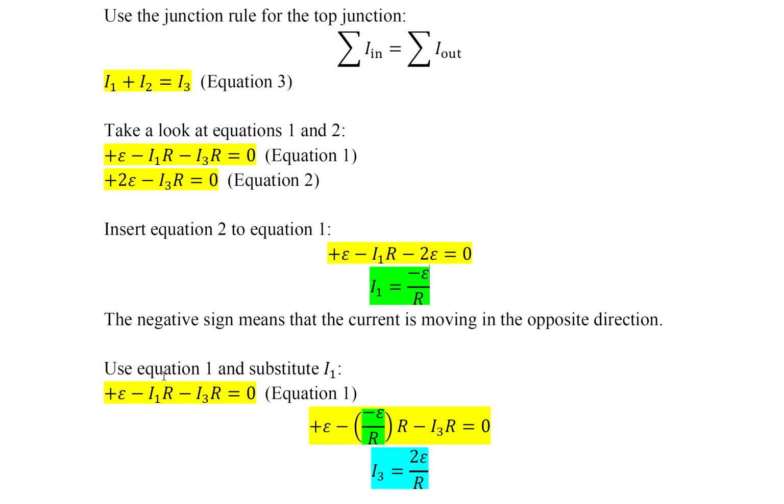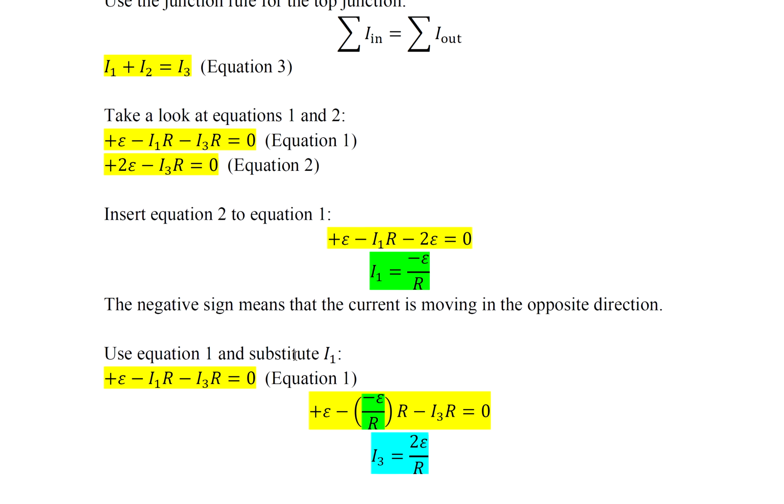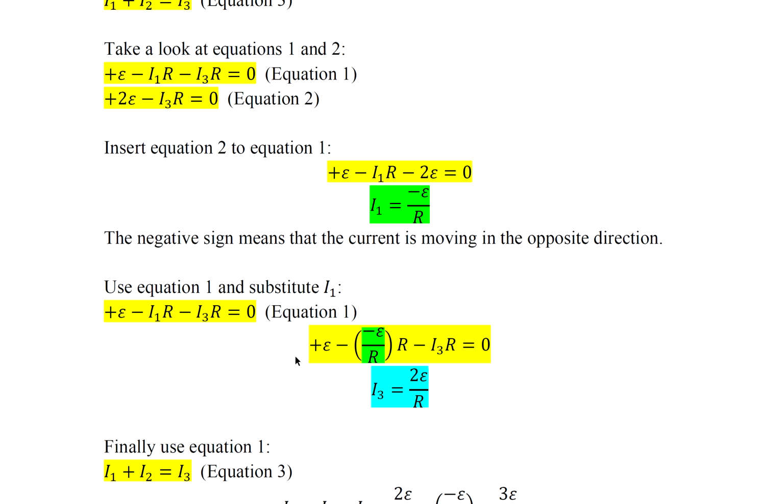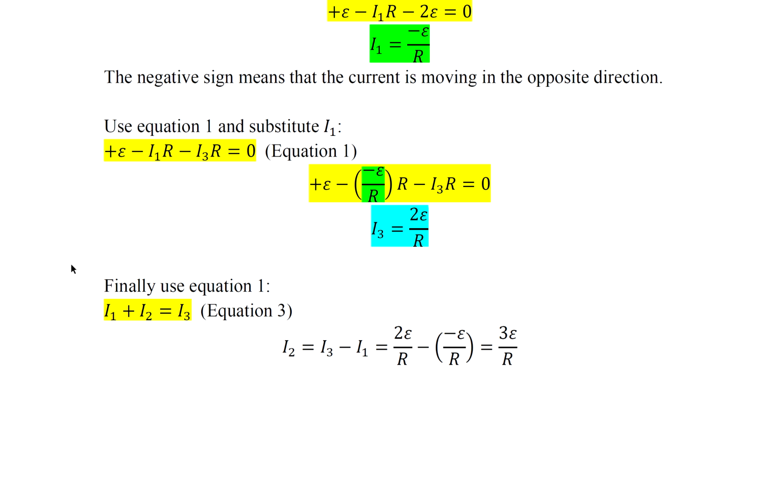So now the negative sign means that the current is moving in the opposite direction. We're going to use equation 1 and substitute I1. So now I get this. Finally, we're going to use equation 1. This is equation 3. Solve for I2 to get this. I2 is 3E over R.